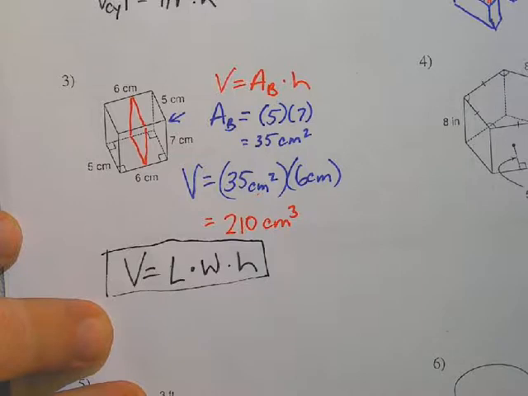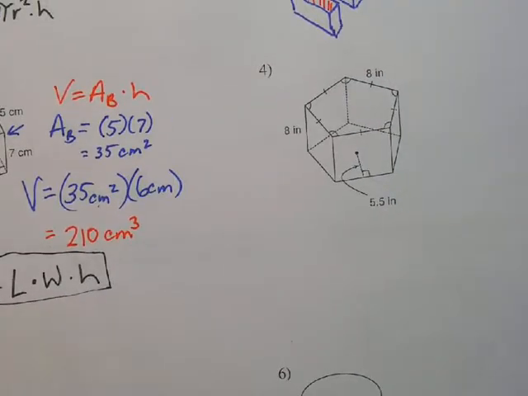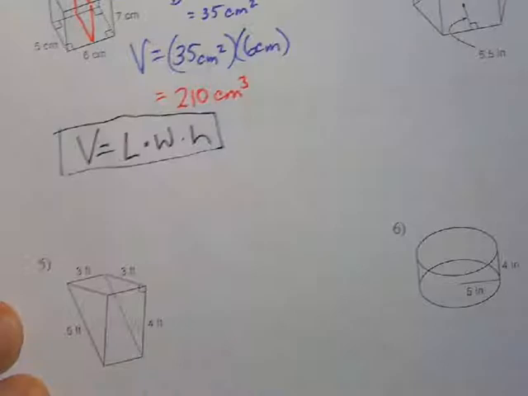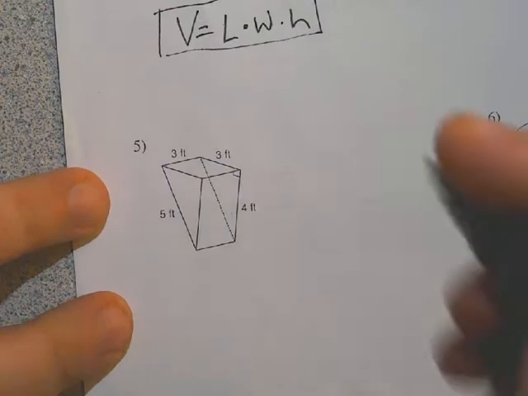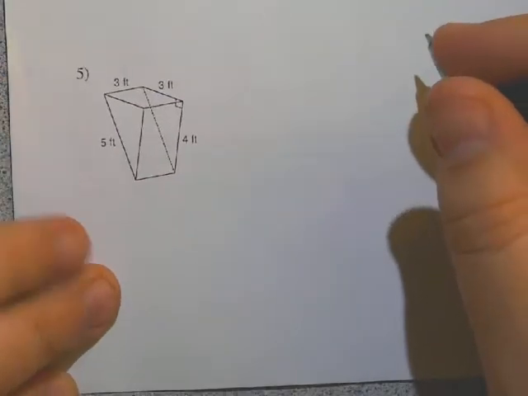That's not a bad one to memorize. I use this one quite a bit just for memory, and I'll just look at this and say, oh, that's 6 times 5 times 7, and be done with it. Number 4. Well, we already did a hexagon, so let's move on and do something a little bit more challenging.